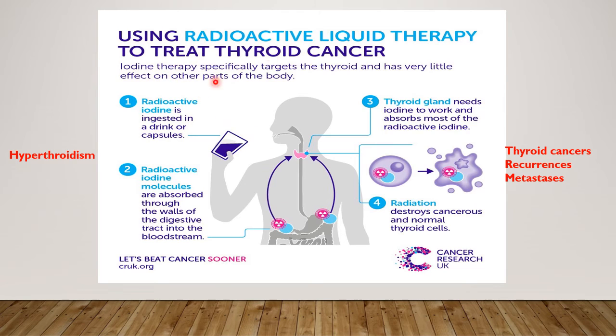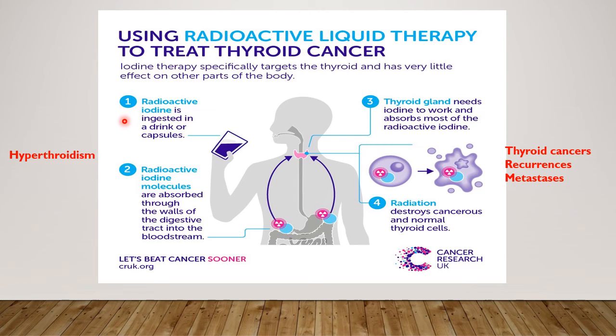Next we come to radioactive ablation of the thyroid gland. This is based on the principle that iodine specifically is taken up by the thyroid cells, cancer as well as normal thyroid follicular cells. And if radioiodine is given, this is taken up by these thyroid follicular cells, thereby destroying the cells. First, how is it done?